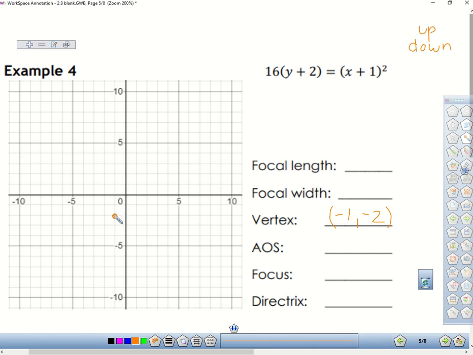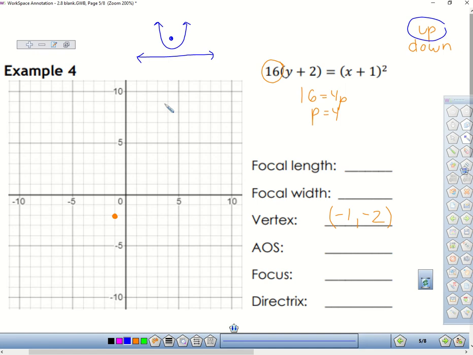That's our vertex. Now in order to do anything else, we need to find our p-value. So you take that coefficient and you set it equal to 4p. When we solve for p here, we get 4, which means that we're opening upward because our p is positive. So if we're opening upward, here's the little mini sketch. That means our focus is somewhere in here, and then our directrix is down here.